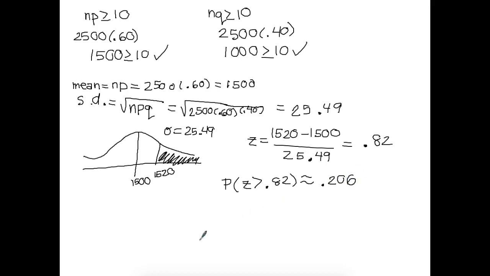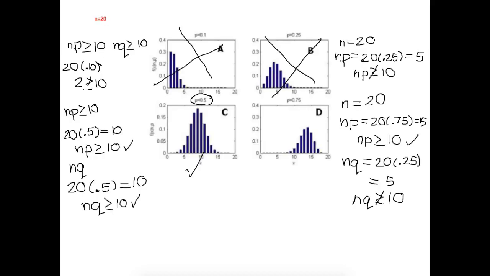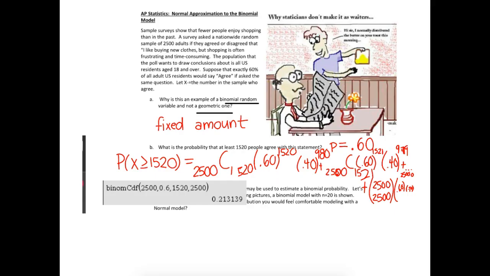Okay, and so then we can write our nice fudge factor sentence. According to the normal model, the probability that, let's see, what was the question we were actually asking here? At least 1,520 people agree with this statement is about 20.6%. So if you see here, it's not perfect, our approximation, but it's pretty close to what we got when we did our binomial distribution.